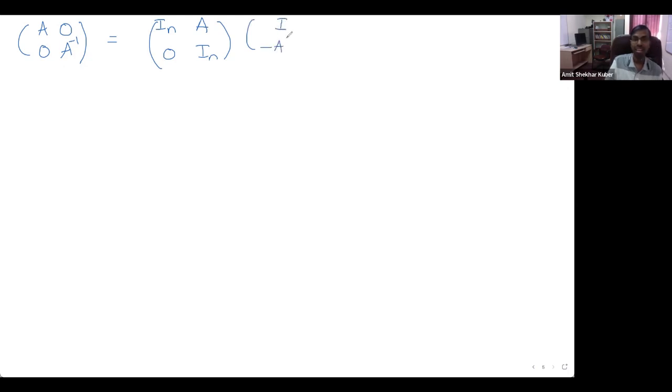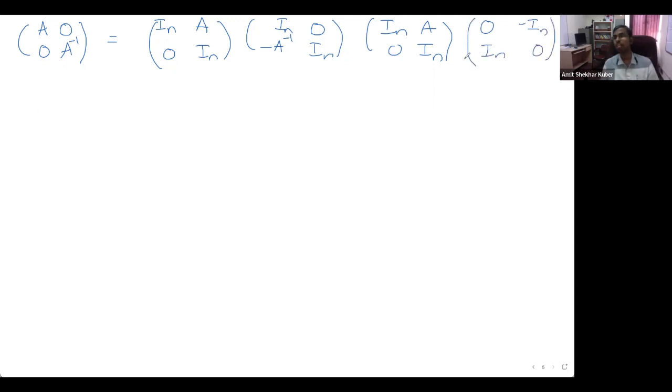I minus A inverse 0 I, and this is IN for an appropriate size. Then IN A 0 IN inverse, and then 0 minus IN 0. So this is the identity that Whitehead found.